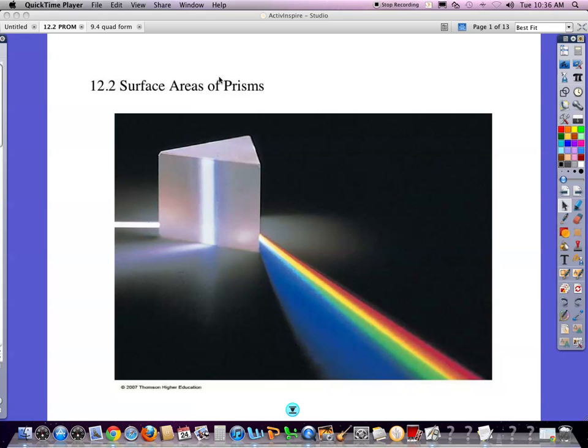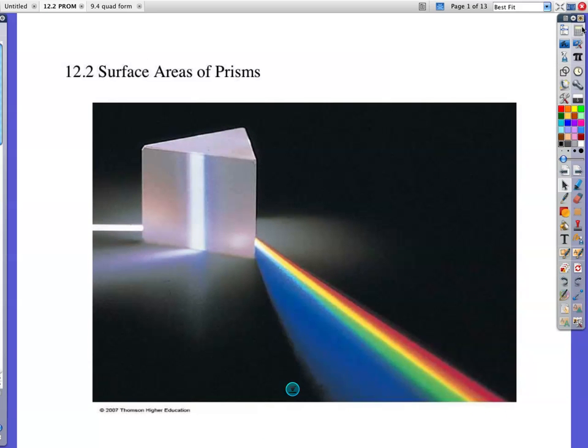Okay, today we're going to talk about section 12.2, surface areas of prisms. And, oh, nice pretty prism. The light comes through and it forms a rainbow, but the shape here is considered to be a prism.